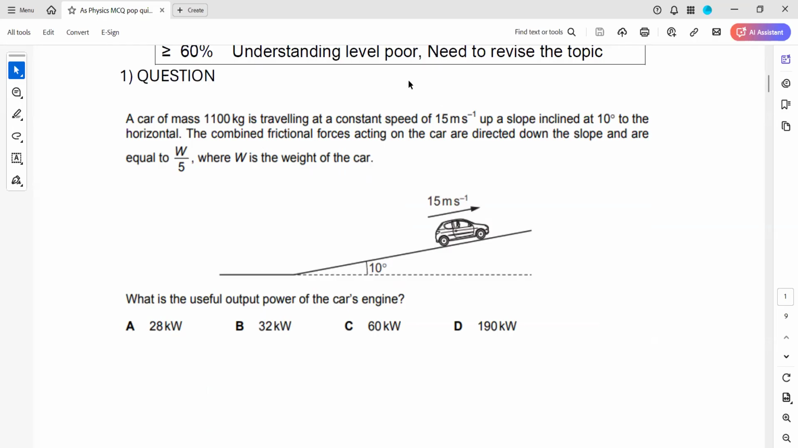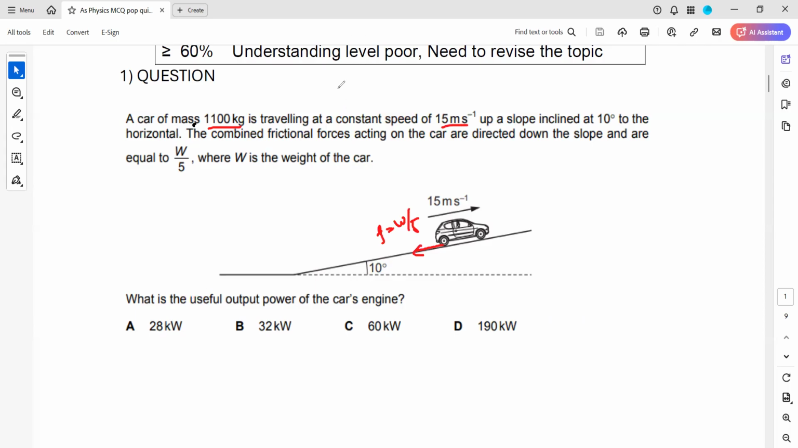In question number one, a car of mass 1100 kilograms is traveling at a constant speed of 15 meters per second up a slope inclined at 10 degrees to the horizontal. The combined frictional forces acting on the car are directed down the slope and are approximately equal to W by 5. So there's a frictional force, which is W by 5. We need the useful power of the car engine.